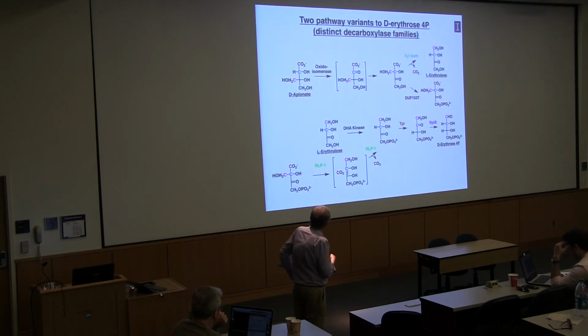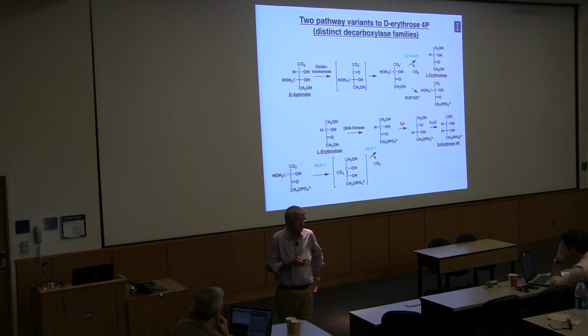So what we discovered are two ways that 3-oxo-isoapionate can go to D-erythrose 4-phosphate. One was with the xylose isomerase, where the decarboxylation occurs before phosphorylation. And we've also discovered where phosphorylation precedes decarboxylation, and you end up with both pathways making erythrose 4-phosphate. All right, so there are two pathway variants.